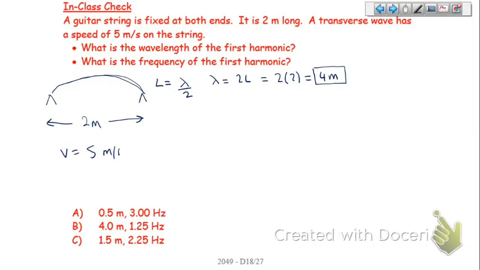And then what is the frequency of the first harmonic? Well, V is equal to F lambda, so F is equal to V over lambda, which equals V, which is 5, over lambda, which is 4, which equals 0.8 hertz. Well, that didn't work out. Let me do that again. V equals F lambda, F equals V over lambda. Oh yeah, my math didn't work out. 1.25 hertz.